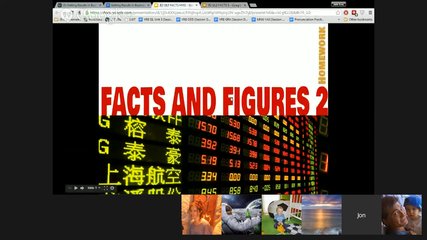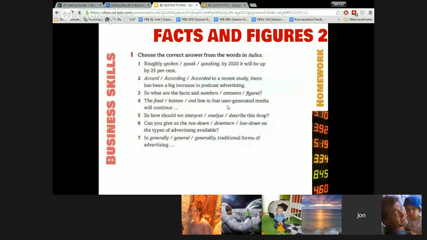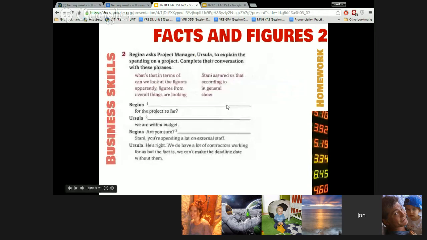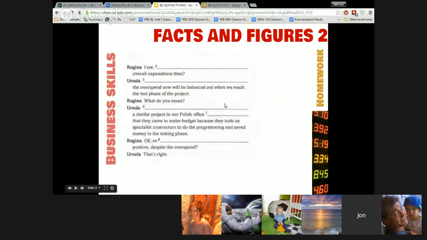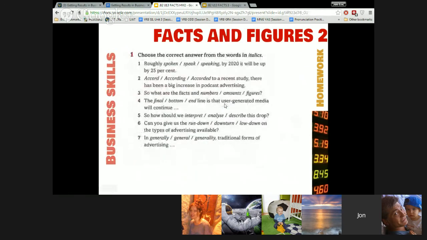Did you all do the homework? Yes, we did. I was lazy. Let me just take a quick look at it. Oh, look, it's so short. It's just 2.5 pages. It's so short.